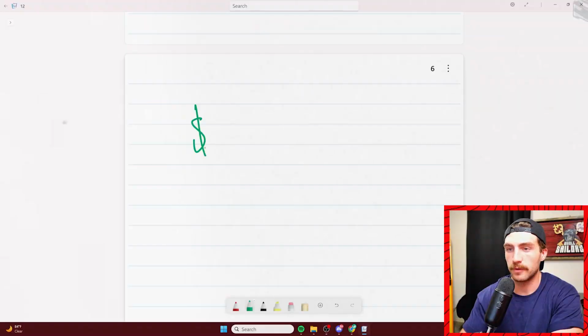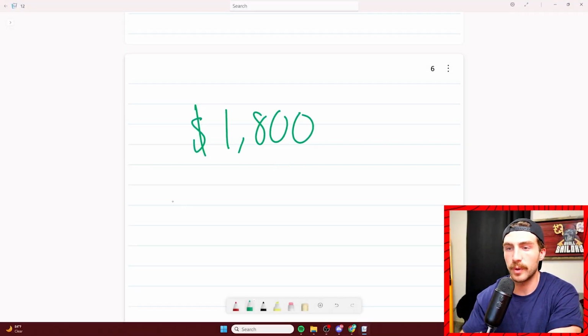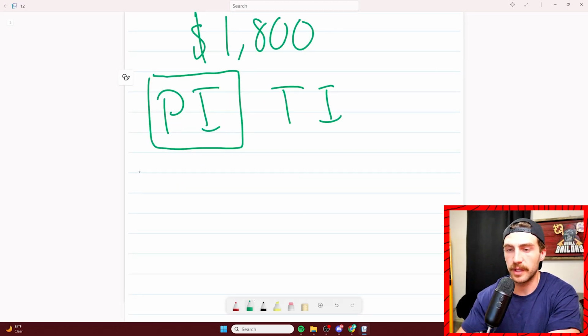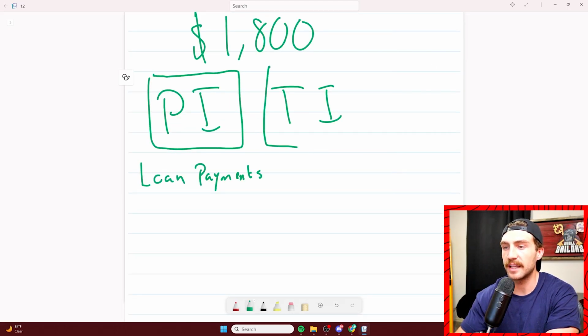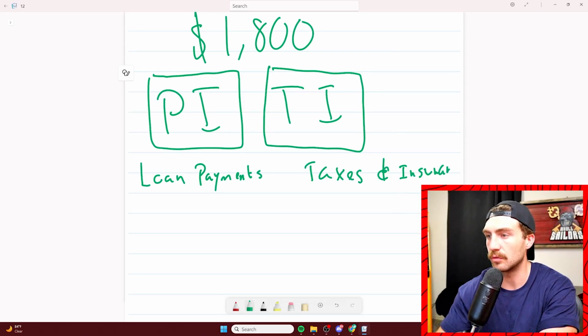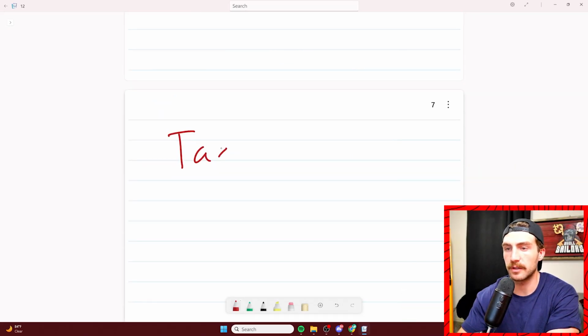Let's do this. So if the rent is $1,800, we now need to figure out what the PITI is. The PI is gonna be our mortgage to the seller because the seller is the bank. This is your loan payments. And our TI is taxes and insurance, guys. Taxes and insurance. So the first thing I want to do is figure out the taxes.